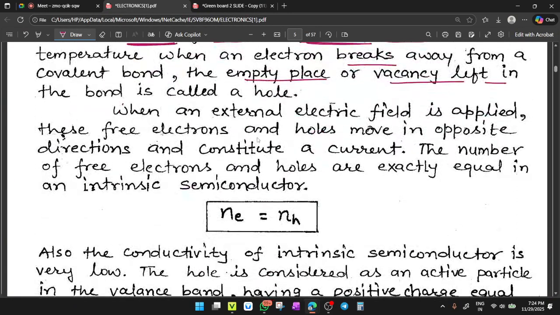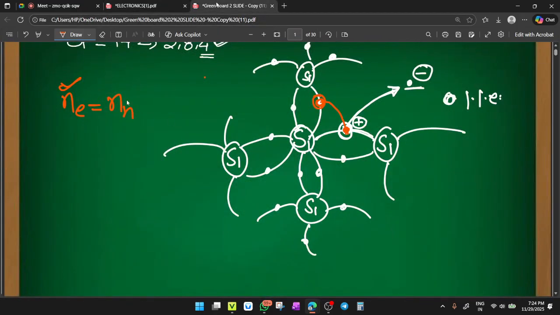The vacancy left in the bond is called a hole. When an external field is applied, these free electrons and holes move in opposite directions and constitute a current. The number of free electrons and holes is exactly equal in the intrinsic semiconductor. So we know the number of electrons equals the number of holes, but what about applying an electric field?